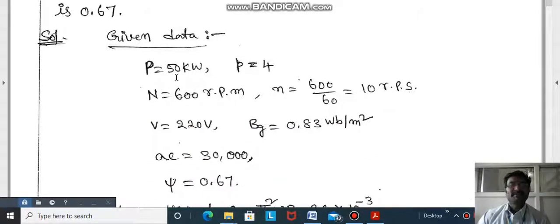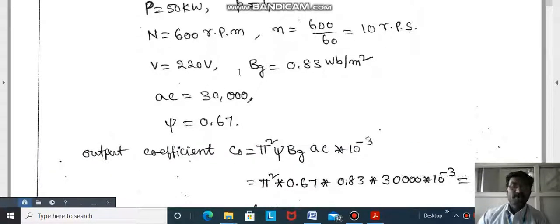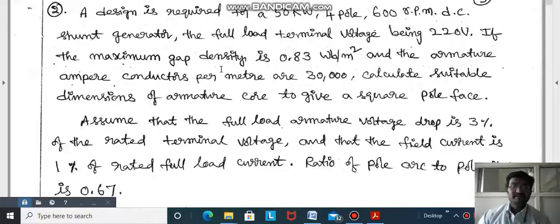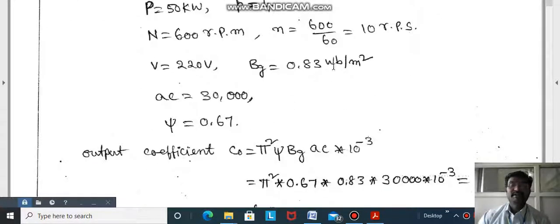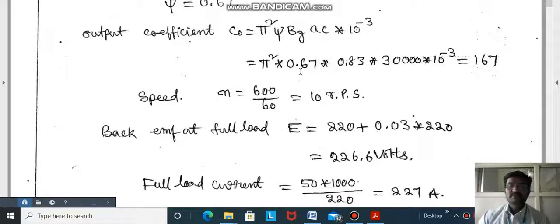So what are the things given? P value 50 kilowatt, small p is equal to 4, capital N is equal to 600 rpm. So from that we can find the value of small n. Small n will be 10 rps. V is given as 220 volt. Okay, so here the maximum flux gap density BG is 0.83 webers per meter square. So ac value is given as 30,000 and psi value 0.67. Okay, so output coefficient C naught is equal to pi square psi BG ac into 10 to the power of minus 3. Here, instead of BAV, we are going to substitute the value of psi into BG. Okay, so C naught is equal to 167.